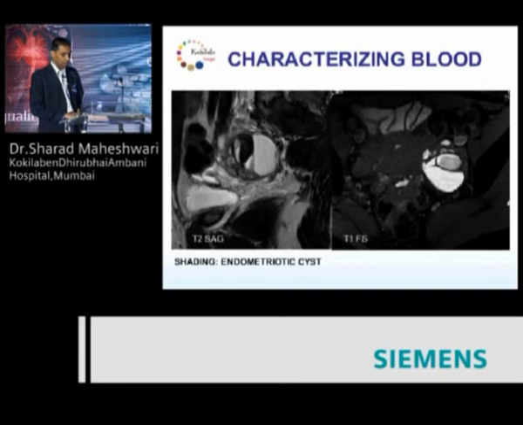Now characterizing blood: this is T2, this is T1, complex cyst. On T2 there are very hypo-intense areas. On the corresponding T1 it is hyperintense on both. So this is shading, and this is diagnostic of an endometriotic cyst.